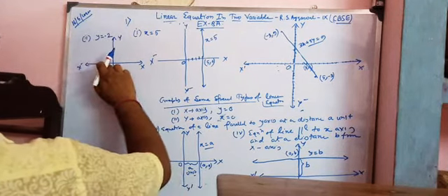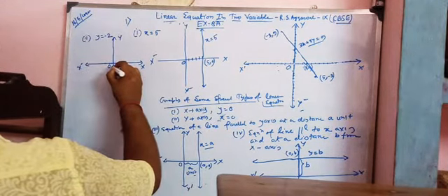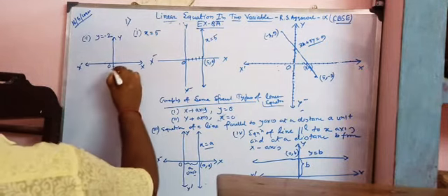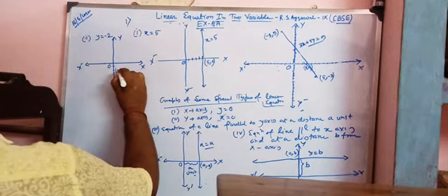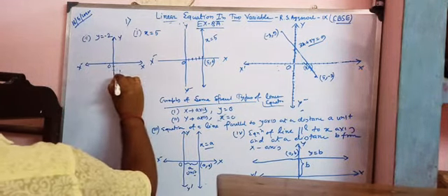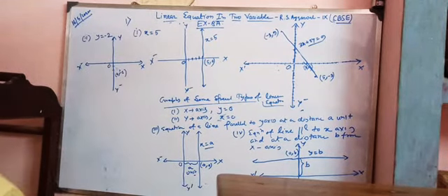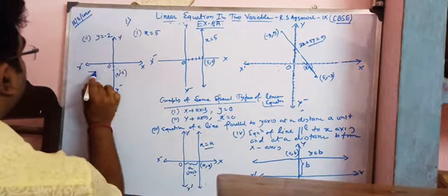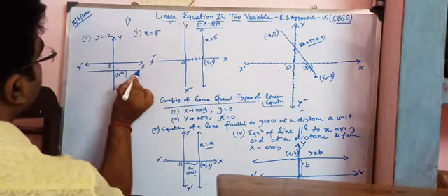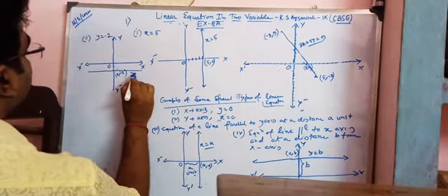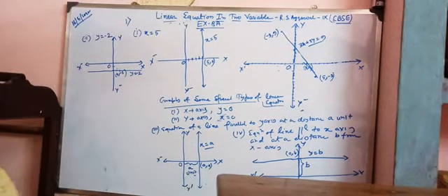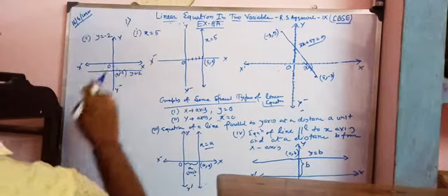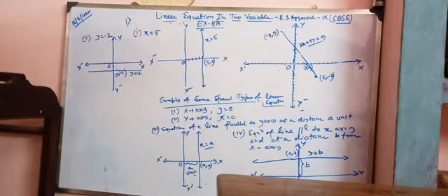Sorry, this is the x-axis. Y equal to minus 2 means 2 steps here. This is my negative y-axis. So this is 0, minus 2. Okay. Now we are drawing a straight line through this point. So this is my required straight line, the representation of y is equal to minus 2. Do you understand?